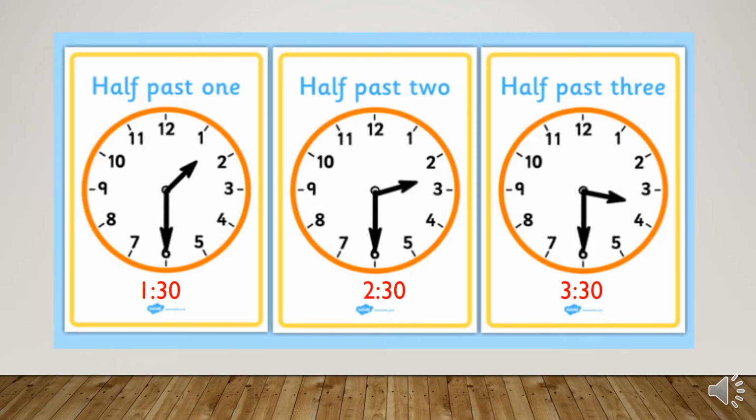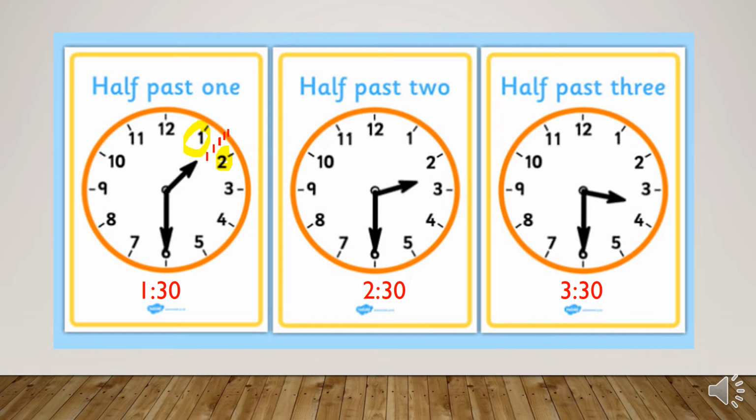Let's study together these examples. Let's start with the first one. Here I have my clock, and as you can see here, the hour hand is between 1 and 2. But it's not pointing to the 1, and at the same time, it's not pointing at the 2. It's exactly in the middle between 1 and 2.